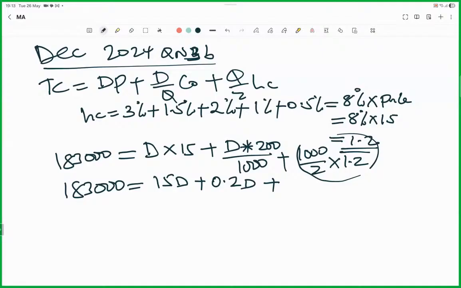$600. So put like terms together. Take this to the other side. It will be 183,000 equals 15.2D.